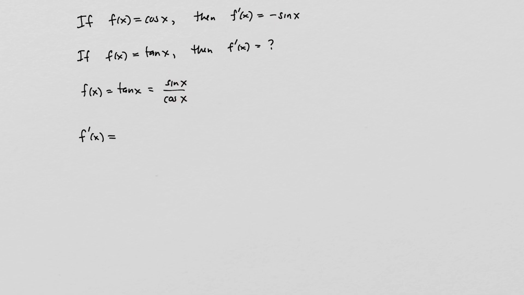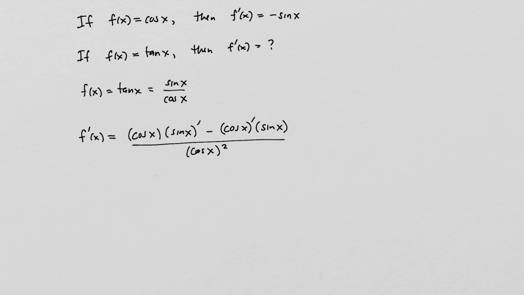And we can do this because we now know the derivative of sine is cosine and the derivative of cosine is negative sine. So applying the quotient rule, the derivative here is going to be the bottom function cosine multiplied by the derivative of the top function, minus, and then we'll take the derivative of the bottom function and multiply that by the top function, all divided by the bottom function squared.